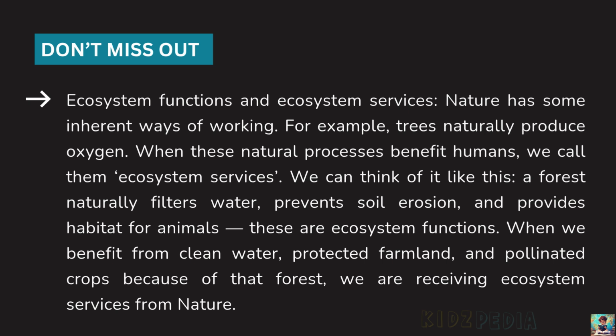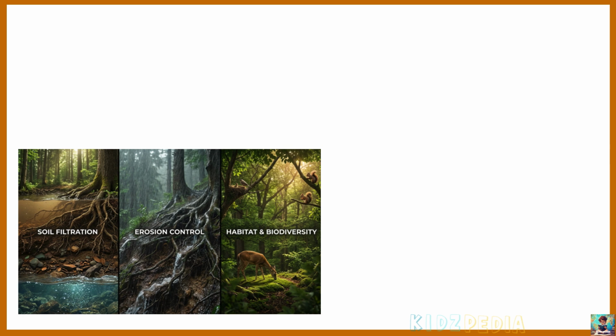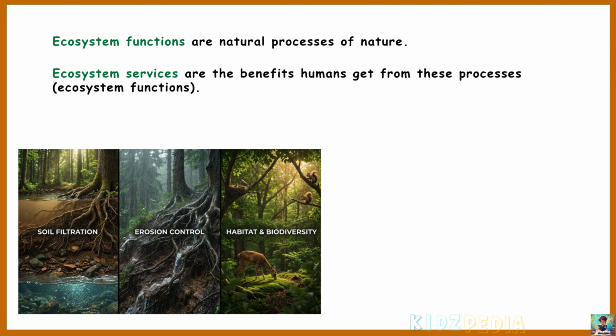We can think of it like this. A forest naturally filters water, prevents soil erosion, and provides habitat for animals. These are ecosystem functions. When we benefit from clean water, protected farmland, and pollinated crops because of that forest, we are receiving ecosystem services from nature. So, nature has its own natural processes, that is the way it works. They are ecosystem functions and ecosystem services.